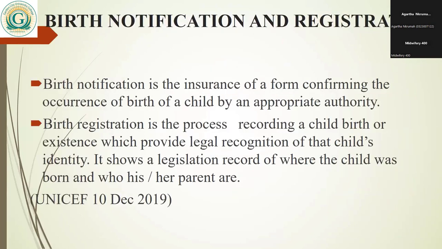Birth notification and registration. Birth notification is the issuance of a form confirming the occurrence of birth of a child by an appropriate authority. With this definition, we are saying that birth notification is an assurance given to a child who is born by an appropriate authority. Then birth registration is the process of recording a child's birth or existence, which provides legal recognition of that child's identity. It shows a legal record of where the child was born and who his or her parents are.